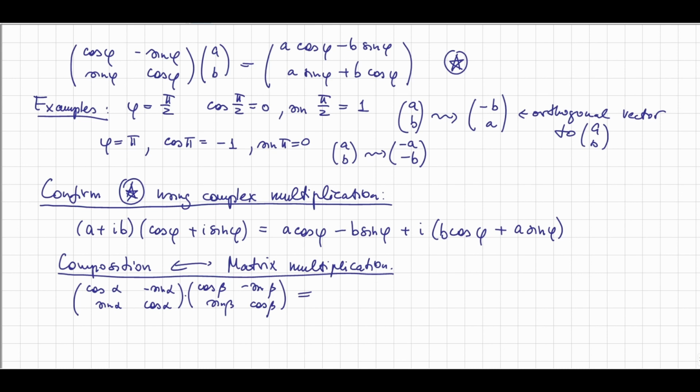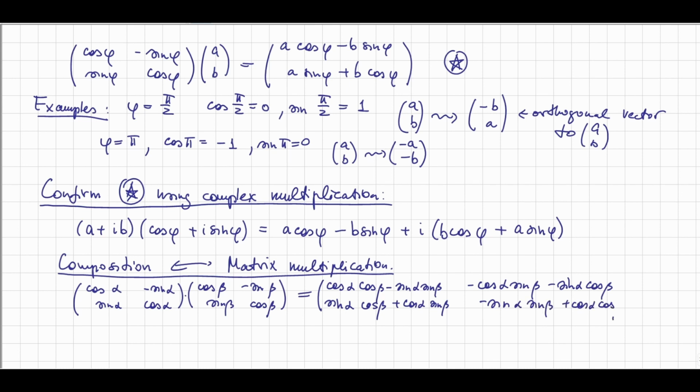By the rules of the matrix multiplication, we will obtain a matrix. Here we have to do cosine alpha, minus sine alpha, times cosine beta, sine beta. So we'll have cosine alpha cosine beta minus sine alpha sine beta. Below it we'll have sine alpha cosine beta plus cosine alpha sine beta. Here we'll have minus cosine alpha sine beta minus sine alpha cosine beta. And finally here we'll have minus sine alpha sine beta plus cosine alpha cosine beta.